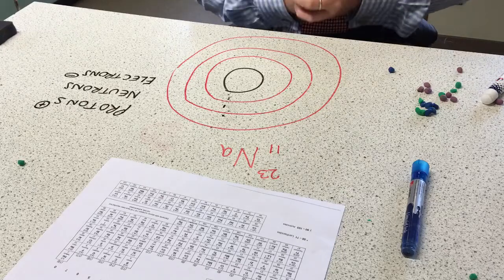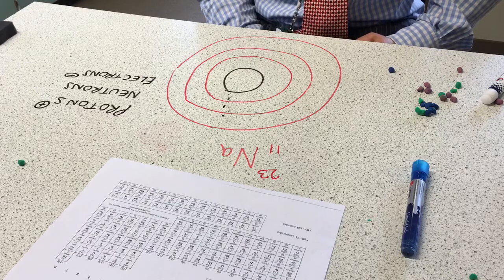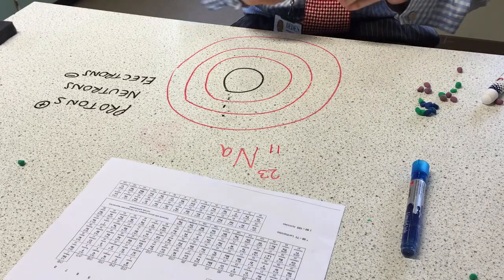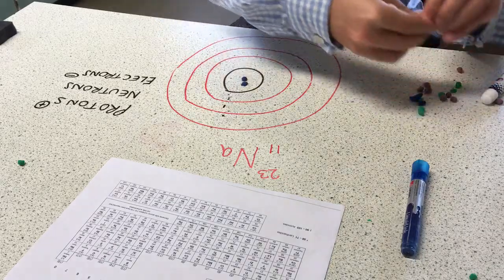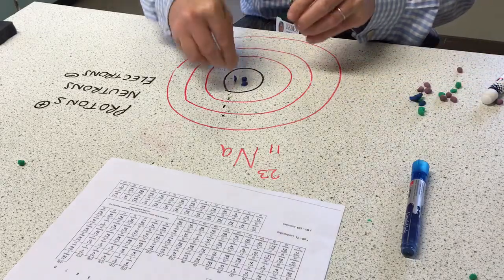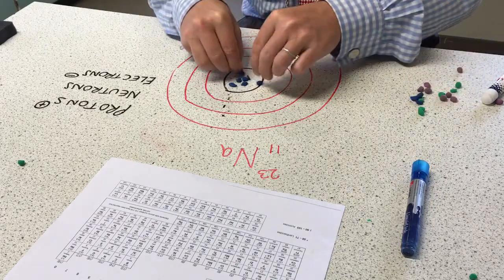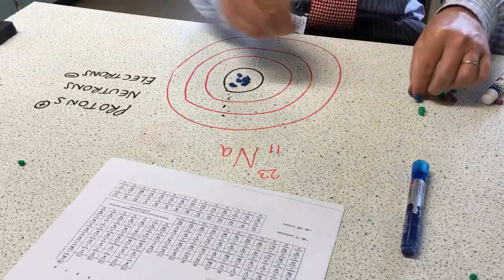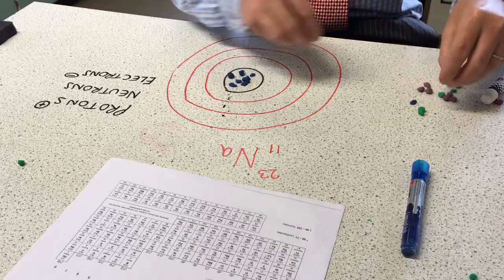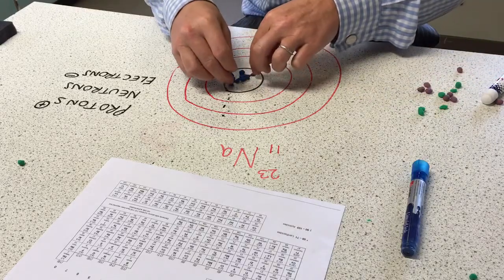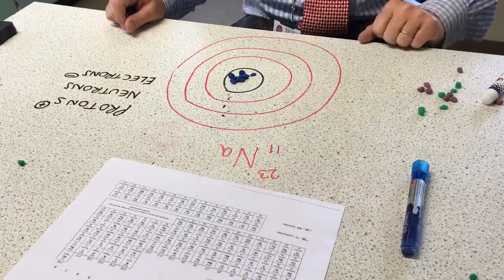So, 23, 11. Can you think how many protons sodium's got with the small number as 11? Good, 11. So we are 1, 2, 3, 4, 5, 6, 7, 8, 9, 10, and 11. How many neutrons? Big number minus small number, 12.